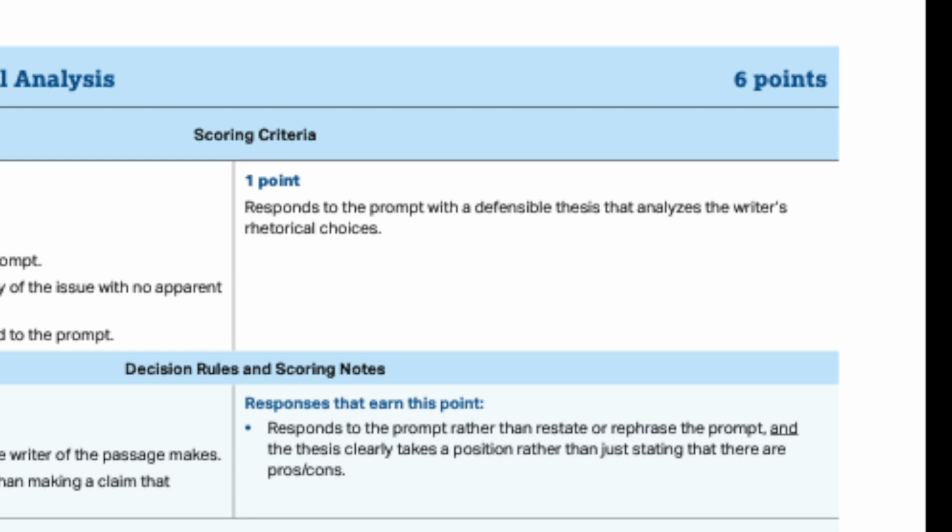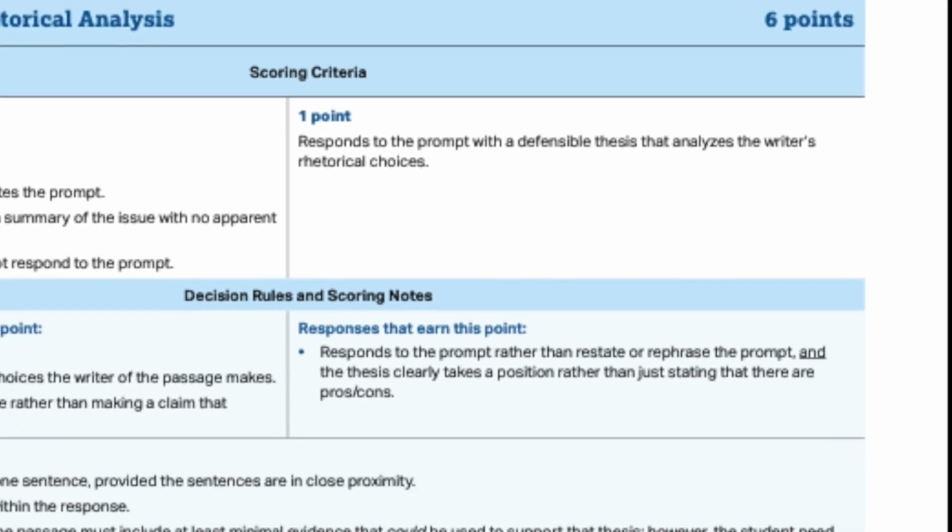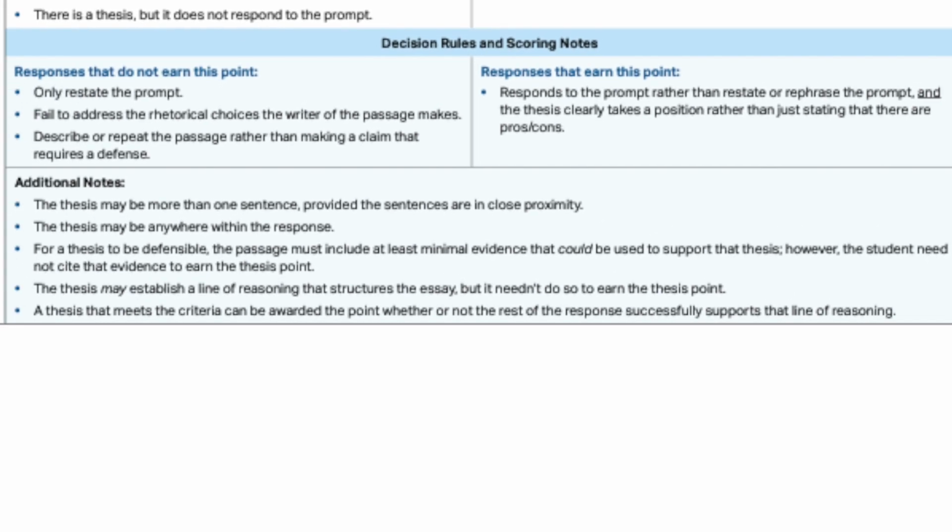Now, if you look at the scoring notes, it says it doesn't just rephrase the prompt, and it takes a position. Taking a position means that you are being able to clearly identify, in this case, the purpose, and that you have an idea in mind as to why the writer did what he or she did to achieve that purpose. Looking at the additional notes, I would actually ignore some of these.